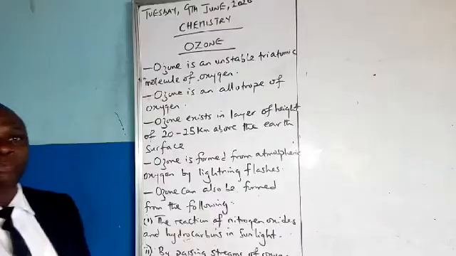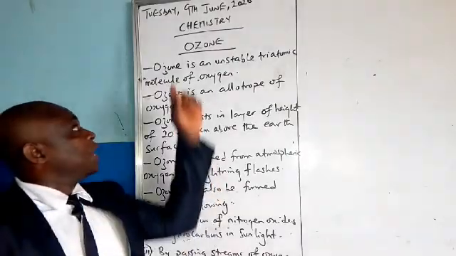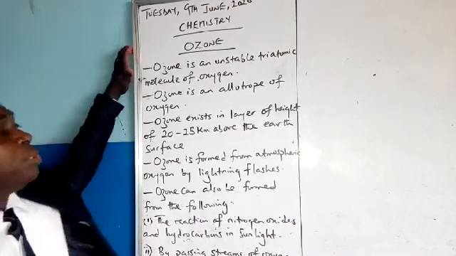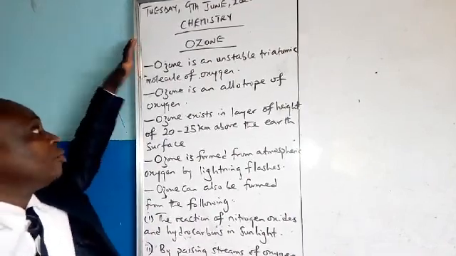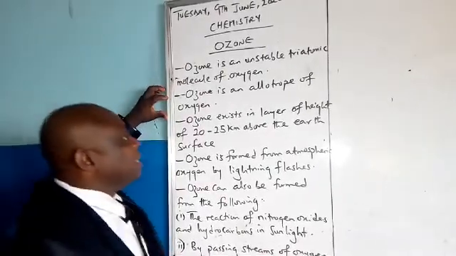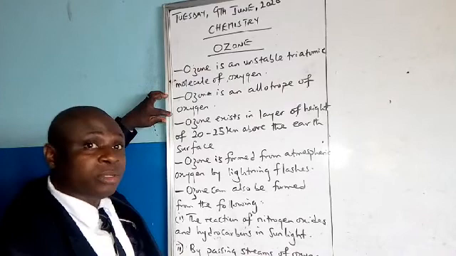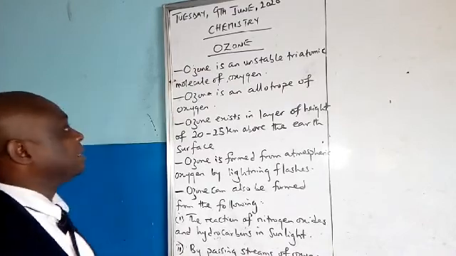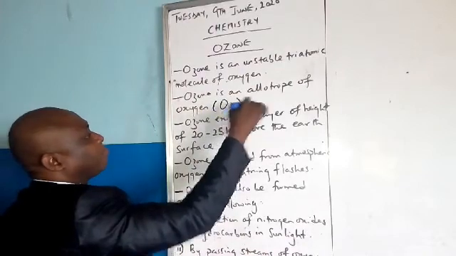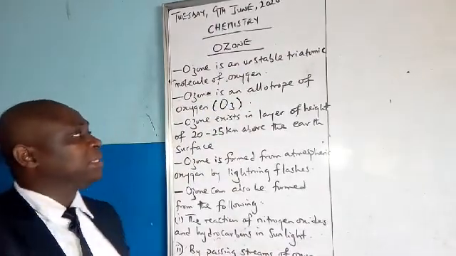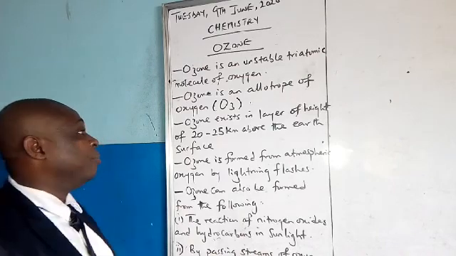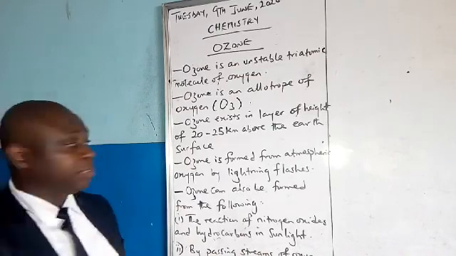And so let's move. If we look at ozone, let's look at a few highlights. First, ozone is an unstable triatomic molecule of oxygen. Ozone is an allotrope of oxygen as well, and its chemical formula is written as O3. Ozone exists in a layer at a height of about 20 to 25 kilometers above the Earth's surface.